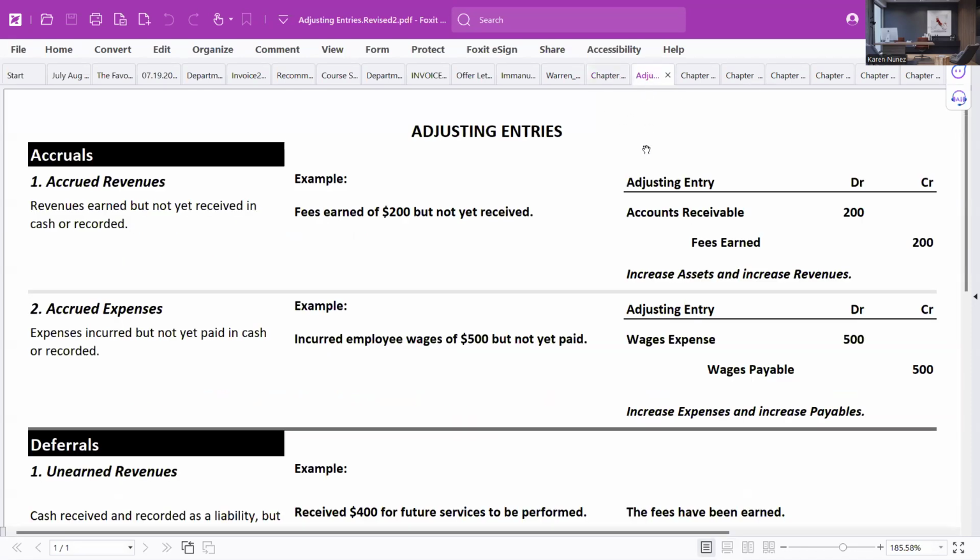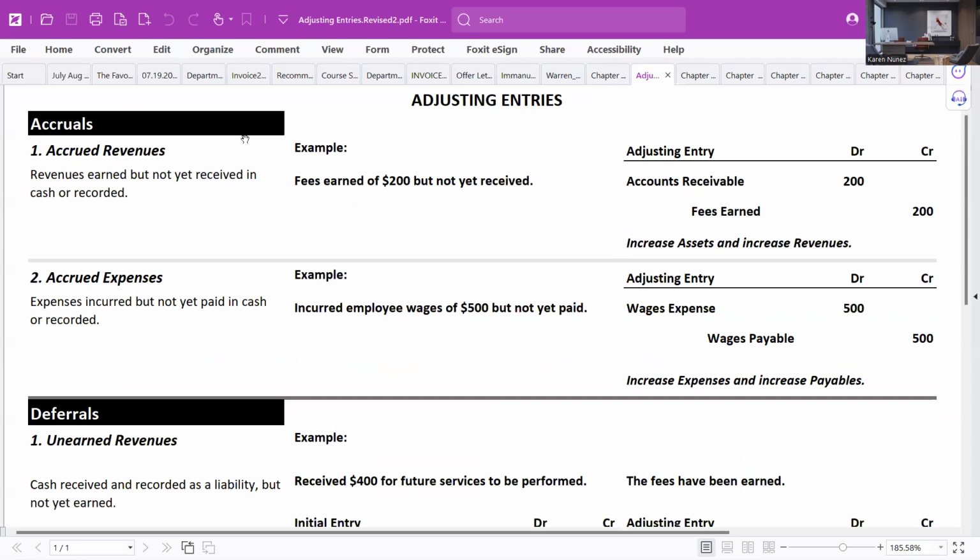So this is the summary sheet that I used at the end of the lecture. We have three different kinds of adjusting entries, right? We've got the accruals. We need to accrue the revenue. This is what we're going to do, right? Record a receivable and record the revenue. We need to accrue an expense. We'll record the expense and we'll record the wages payable.